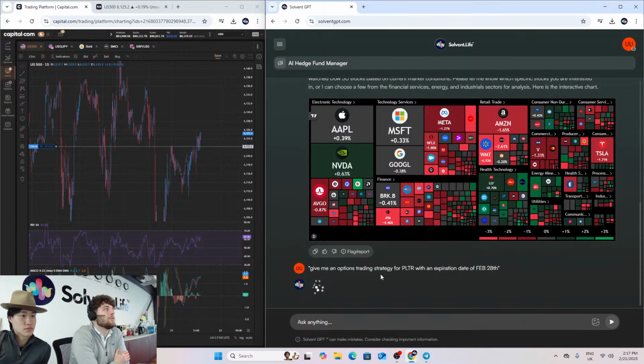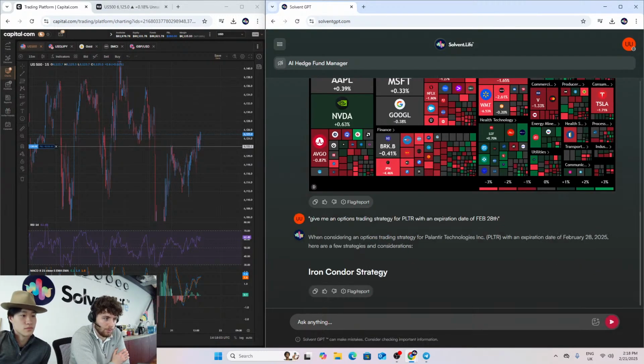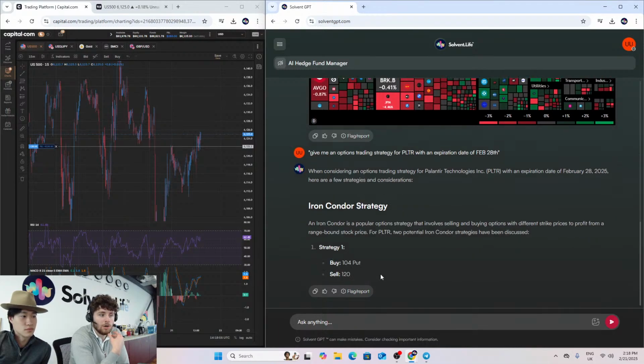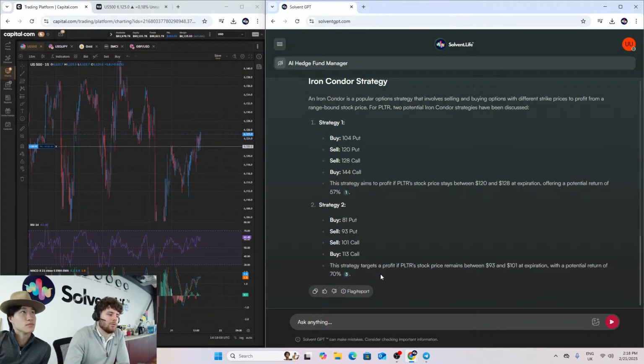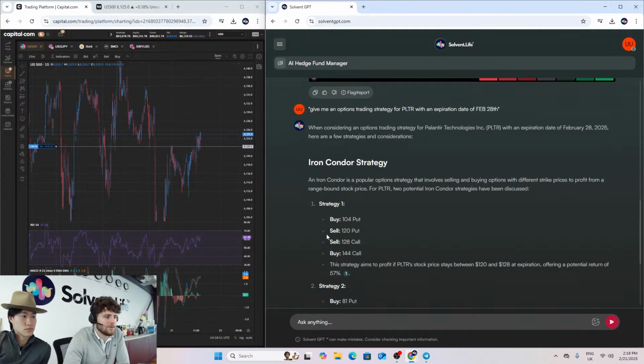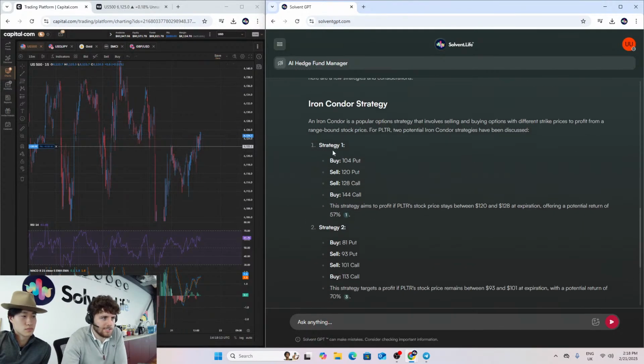Now, of course, if you trade options a little bit more longer term, this software is definitely something that can adapt to that expiration date and give you the perfect strategy for that sort of time frame. All you have to do is specify. But what we've been given is an iron condor. Fantastic. So it's given us two different strategies to employ. Both of these iron condors.